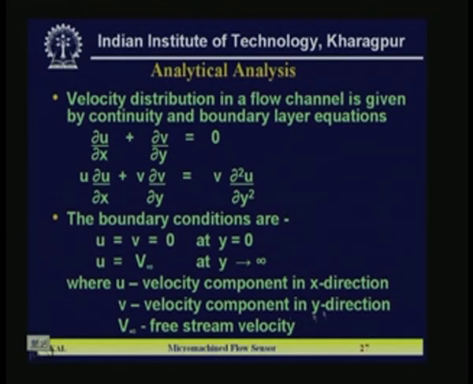Here u is the velocity component in the x direction, v is the velocity component in the y direction, and v infinity is the free stream velocity. Free stream velocity means the normal laminar steady state velocity of the fluid, not the x component or y component; in the x direction, the normal free stream velocity is v infinity.